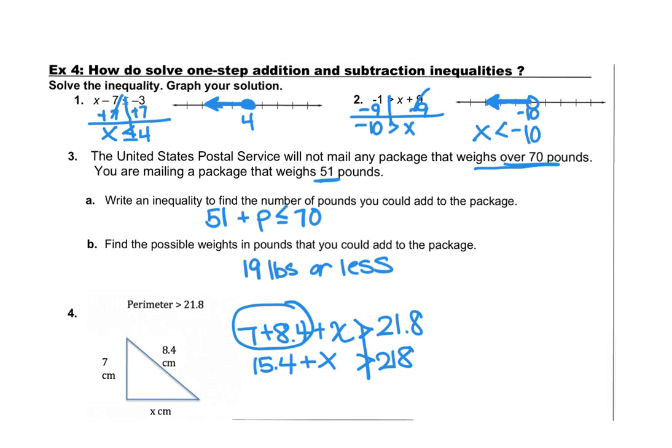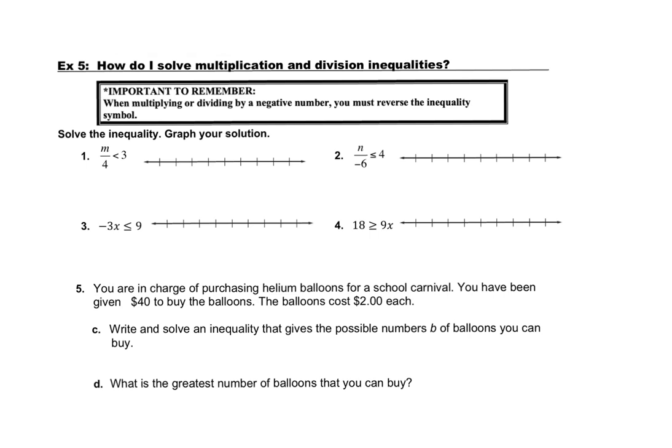Then we're going to isolate the variable by subtracting 15.4 from both sides. So 21.8 minus 15.4, and we have x is greater than 6.4. What we know about the missing side is that it is going to be greater than 6.4 centimeters.